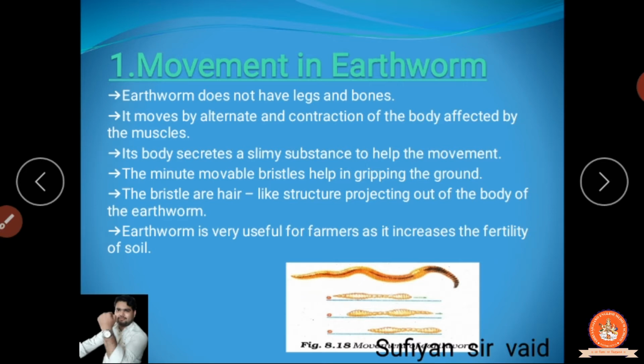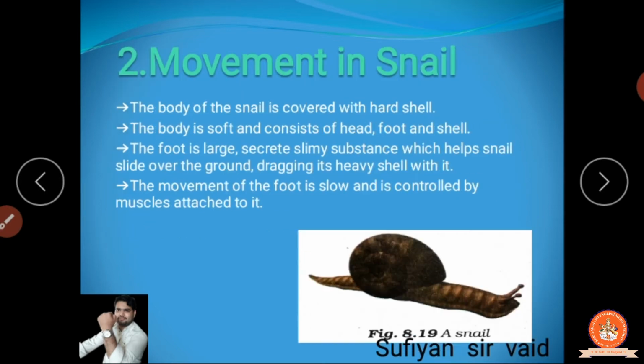Means what, the bristle is always working mostly in the soil.